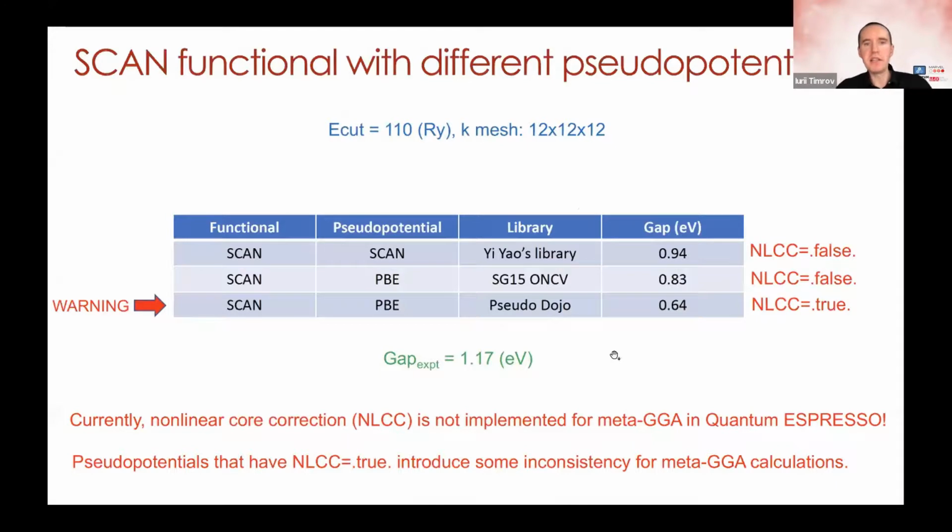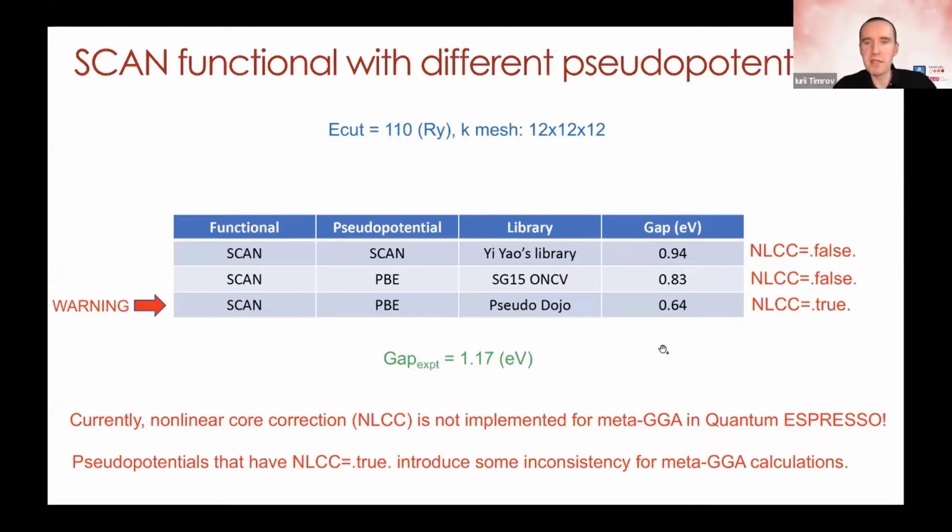The fact is that in the implementation of SCAN in Quantum ESPRESSO, there are missing terms. So actually, the nonlinear core correction is not implemented for SCAN. This means that in principle, you should not use SCAN with pseudopotentials that contain nonlinear core correction. In principle, you should not, but in practice, you can still do it, keeping in mind that you are having some error.